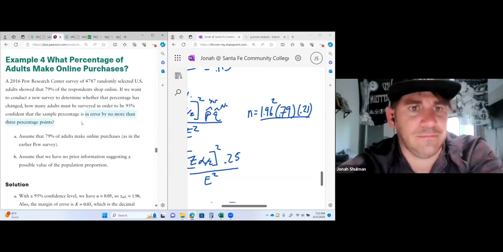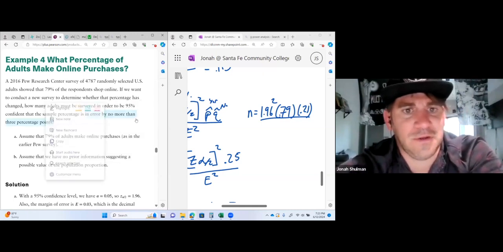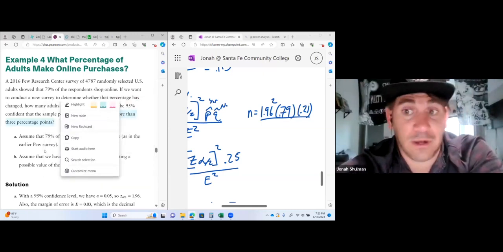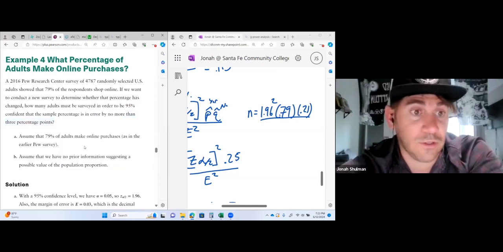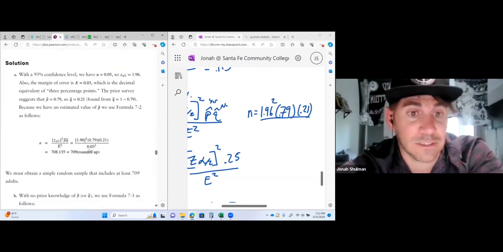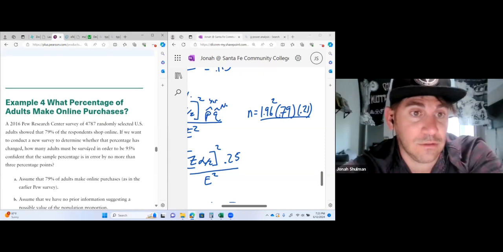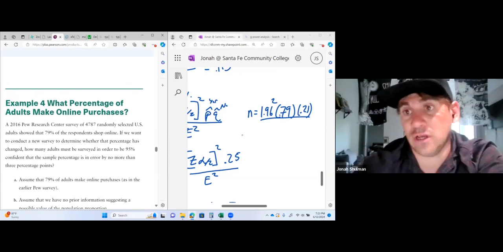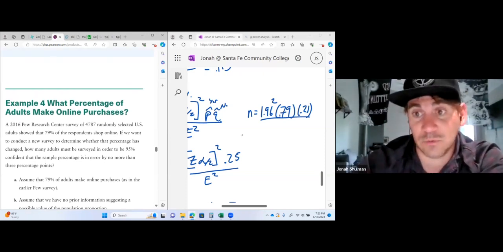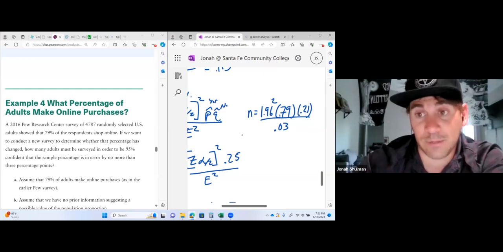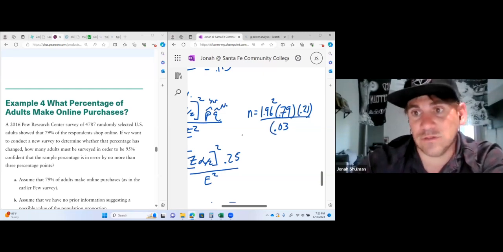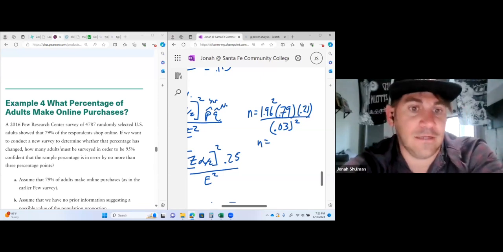Oh, never mind. It says right here. It's by no more than 3 percentage points. I guess I didn't read the problem. Sorry. So no more than 3 percentage points. That's why it's going to be 0.03. It says percentage of this. So it's 3 percentage points, 0.03, 3%. Then what do we have to do? We have to square it. Ta-da. I didn't read the whole question.